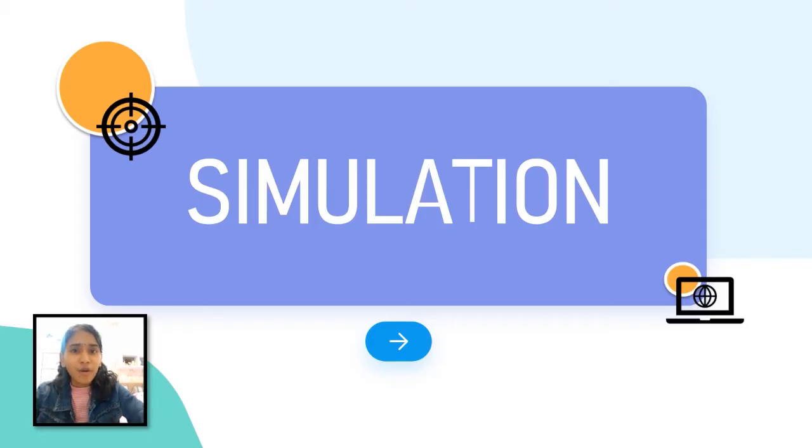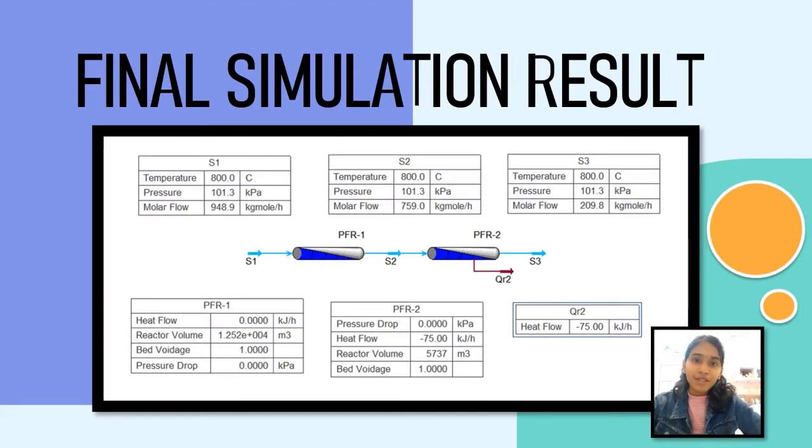And so now we have come to the most awaited moment, the simulation diagram. Let's go. So this is our final simulation result. We took a long time trying to figure out how to produce our simulation. And as you can see, we have three streamlines, which means we have three streams, and then we have the PFR1, PFR2, and the QR2.